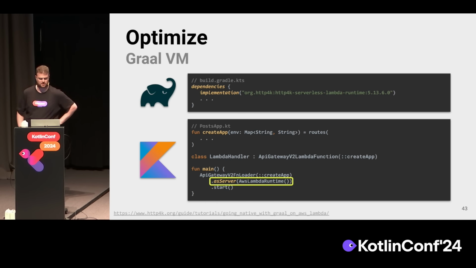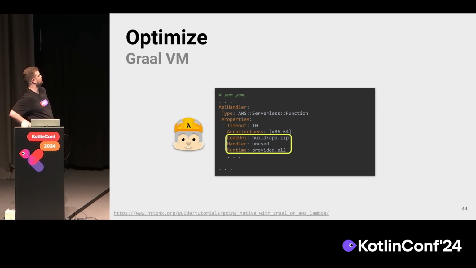We can choose Graal. Now, like I mentioned earlier, HTTP4K Connect does show you the way how to do it. It comes with the custom runtime, which we can import, and we need to write a main function. We're no longer using the existing Lambda handler interface. We can't do that anymore because we need a custom runtime. So we write a main function that's going to start this custom runtime for us.